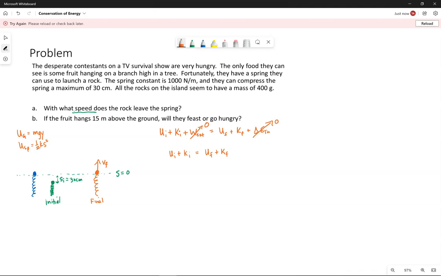The reason I know I need to consider both: well, number one, there's a spring. In terms of gravitational potential energy, I know this rock is changing height. Therefore, I need to account for gravitational as well.